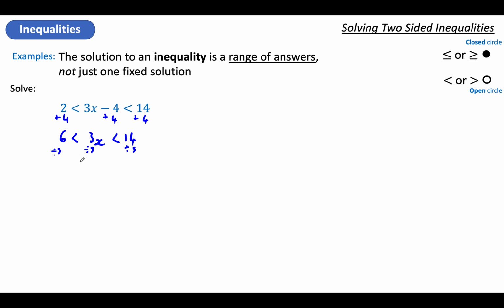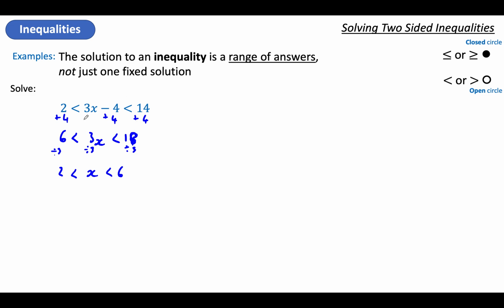So I get, 14, that should be 18. You probably noticed that, didn't you? That should be 18 on the end there because 14 plus 4 is 18. Silly me. 6 divided by 3 is 2. 3x divided by 3 is x. And 18 divided by 3 is 6. Okay, so x is greater than 2 but less than 6.